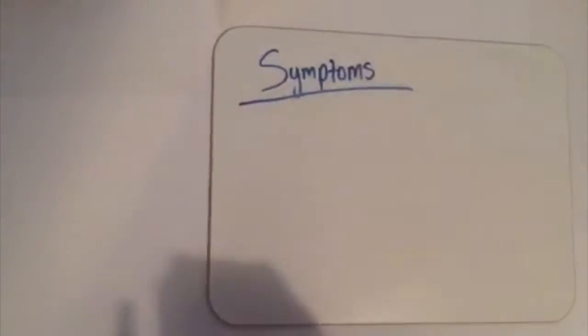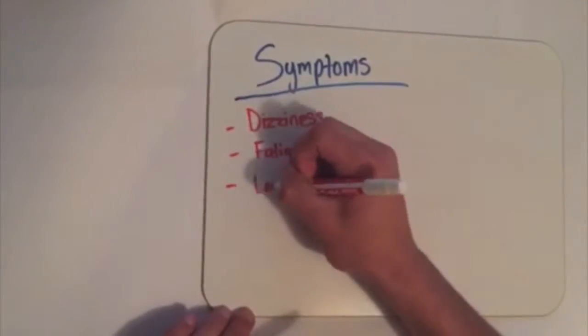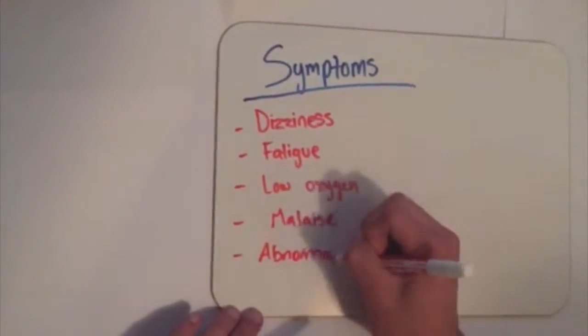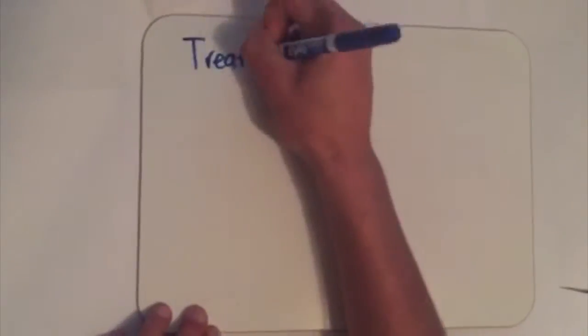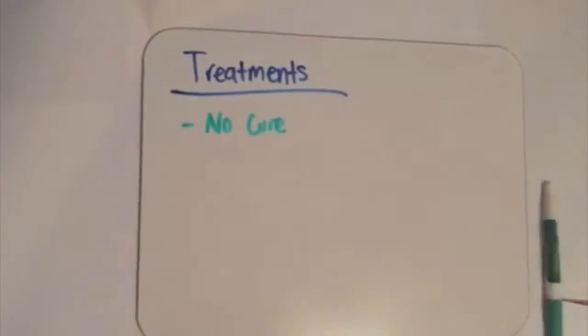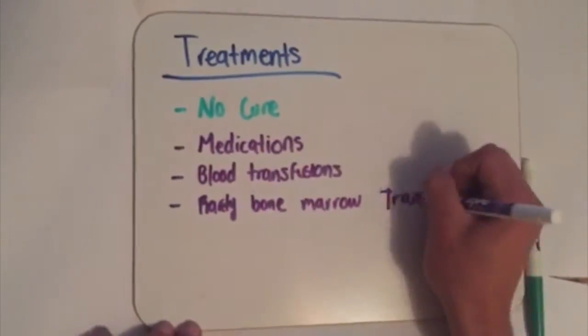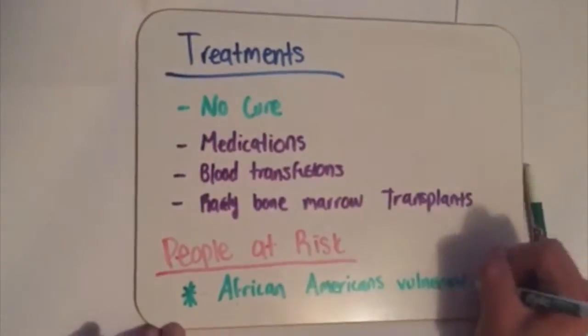During sickle cell anemia, our blood cell shape is incapable of carrying oxygen throughout our body. Therefore, the symptoms of this disorder are dizziness, fatigue, low oxygen levels, a feeling of malaise, and abnormal breakdown of red blood cells. The treatments of sickle cell anemia include blood transfusions, medications, and rarely bone marrow transplants. African Americans and other individuals that are vulnerable to malaria are prone to sickle cell anemia.